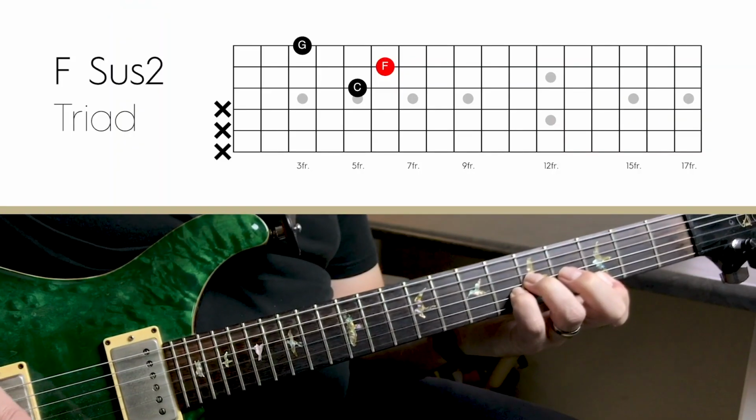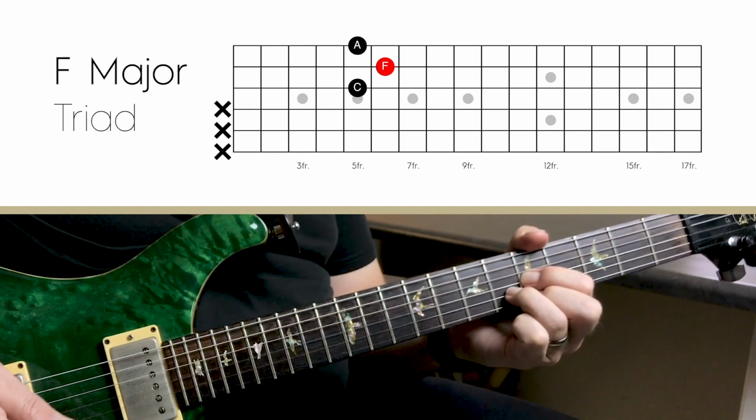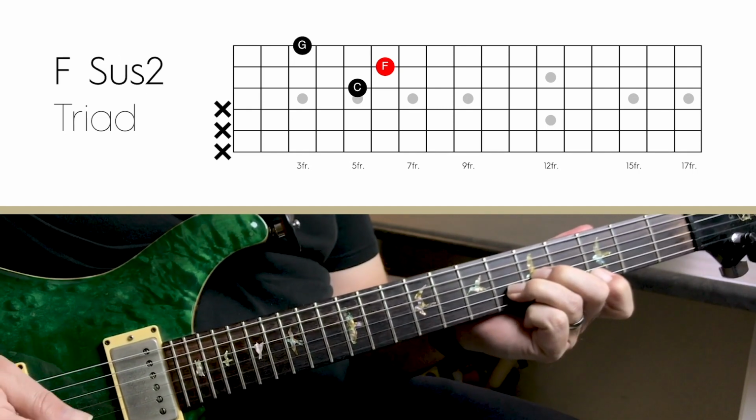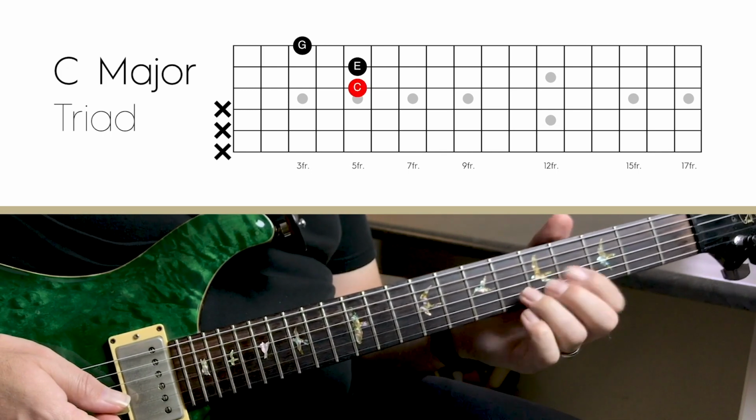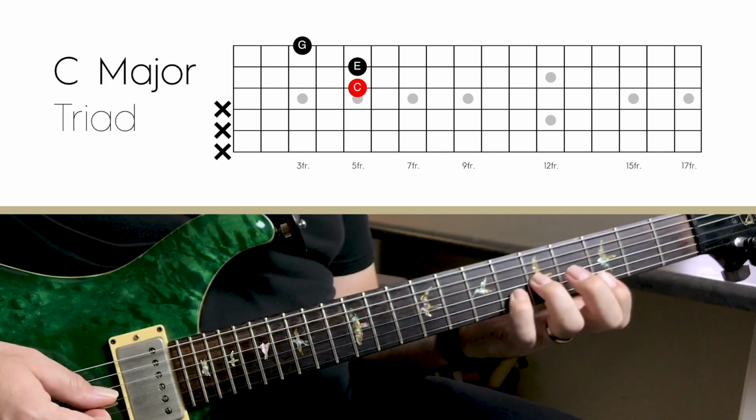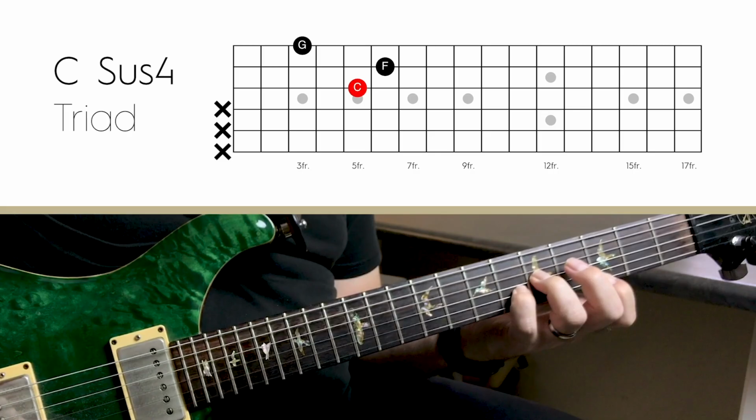Here we had F sus2, because this is F, to F sus2, and here we have C to C sus4. So C sus4 and F sus2 are exactly the same notes, and C sus2 and G sus4 also exactly the same notes. We can dig deeper into that in a later video.